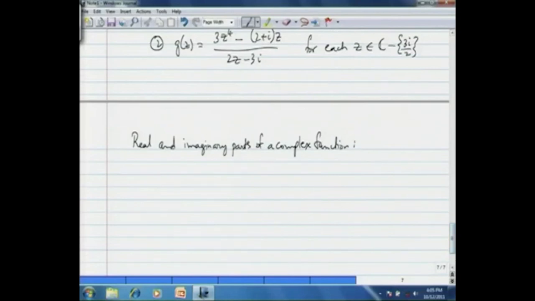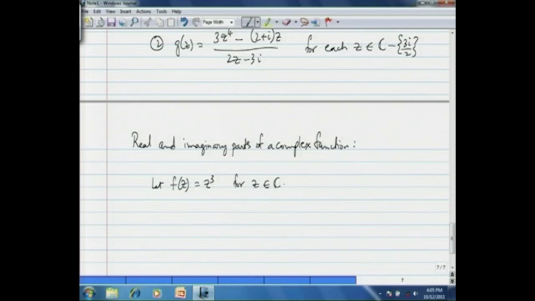Okay. So, let us start with an example. Let f of z be the polynomial z cube. F of z is z cube for z belonging to the complex plane.